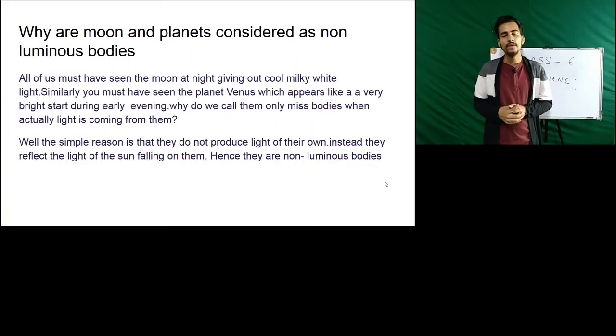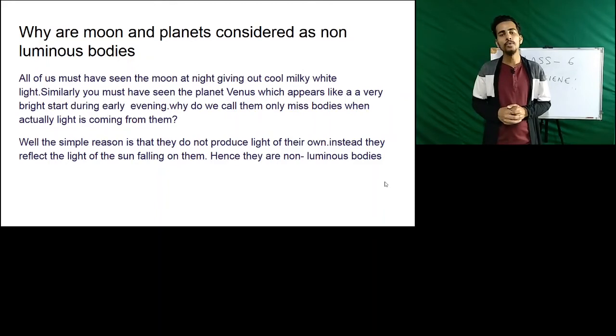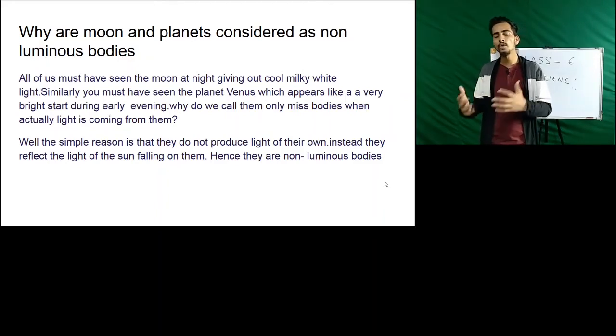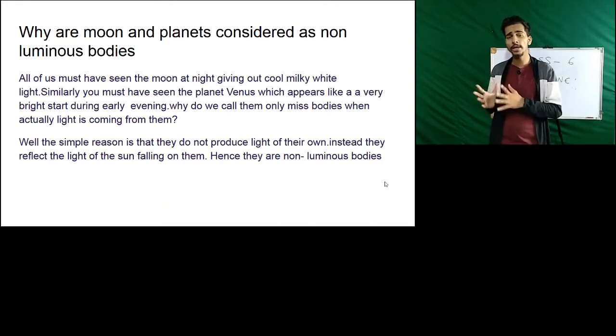We have one question here: why are the moon and planets considered non-luminous bodies? When you see the moon in the night, it looks very bright. It seems it has its own light, but in reality it doesn't. Even many planets seem to have their own light, but they don't have their own energy. So why do we call them non-luminous, though they seem to have their own lights? We have a question that we need to understand.